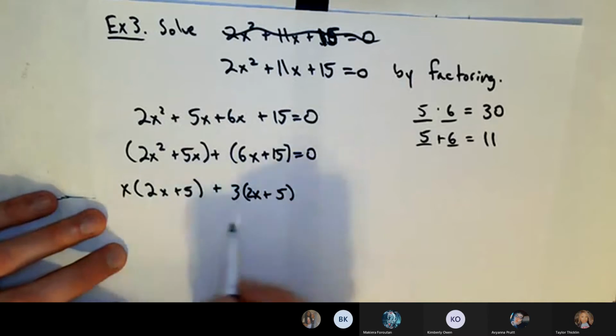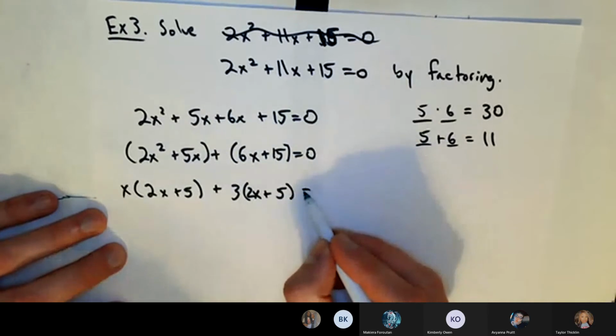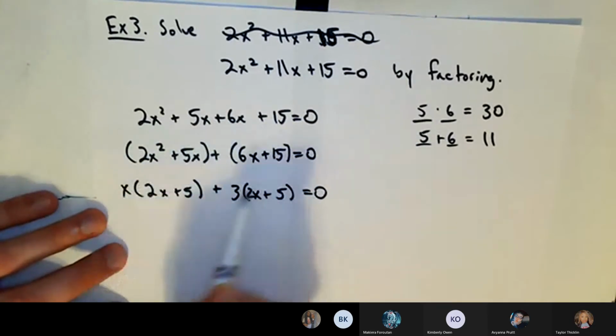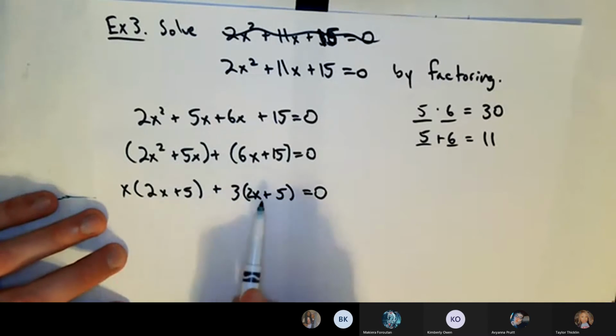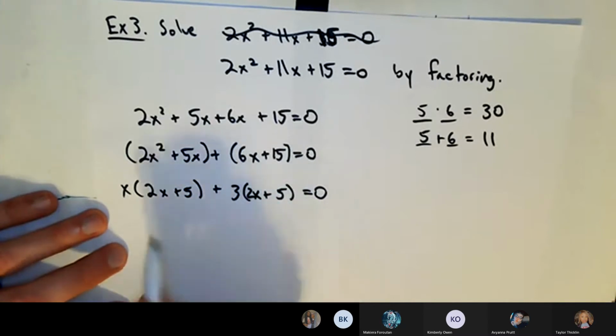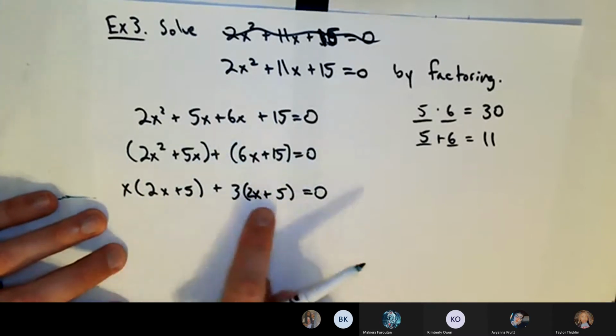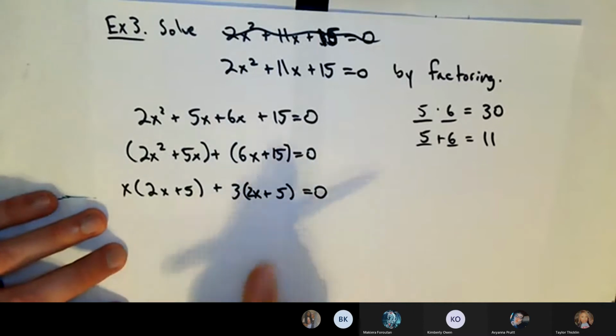I messed up there, so I'm just completing the grouping method here. So I grouped the terms. I pulled out the common term of x here, pulled out a common term of 3 here. I'm going to pull out the entire, look, this whole thing's common now. That's the point, right? 2x plus 5, 2x plus 5.